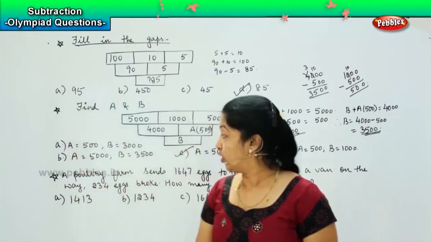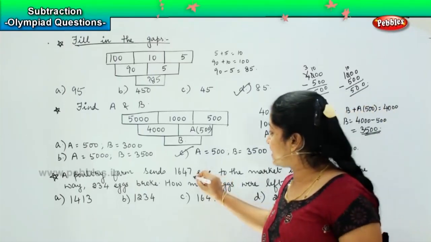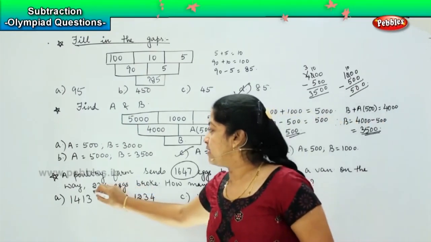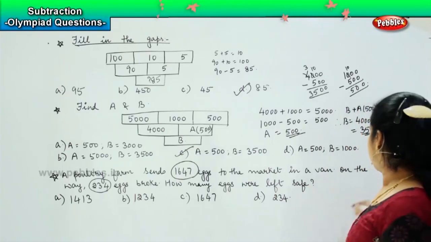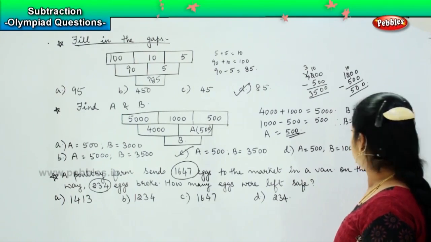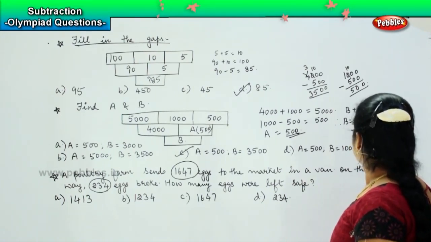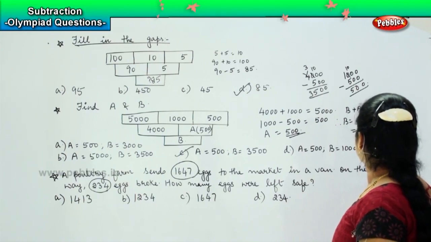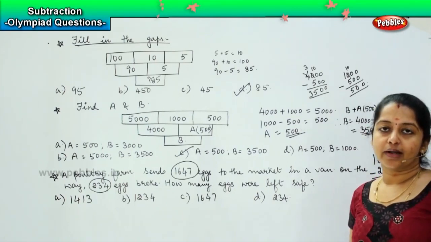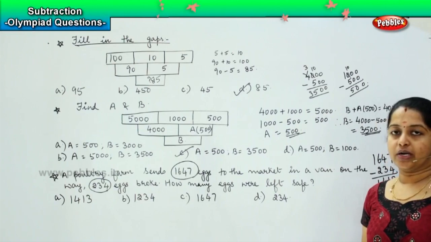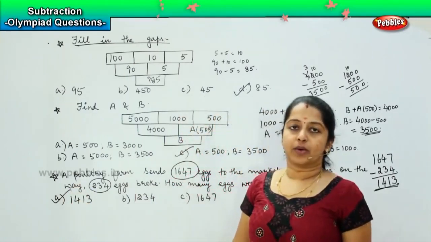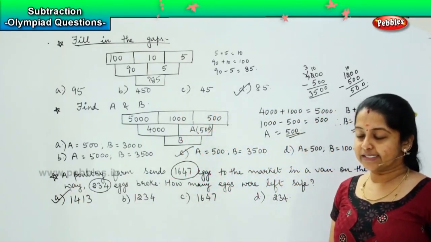Okay. So now the question asked is, a poultry farm had sent 1647 eggs, in which 234 eggs broke in the middle. So let us try to figure out what is the balance. 1647 minus 234. So 7 minus 4 is 3, 4 minus 3 is 1, 6 minus 2 is 4 and 1. So your answer is 1413 eggs were left unbroken or they were safe. So where is it? Yes. So option A is the right answer. Clear? Shall we do the next sum?